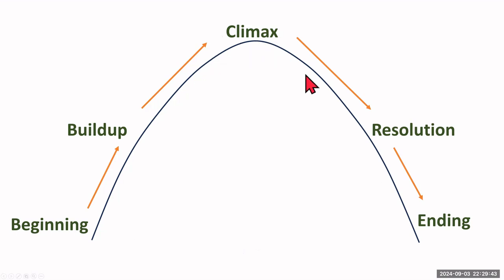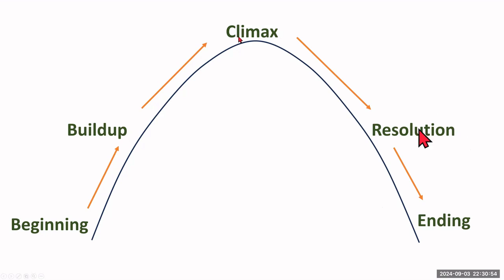So this is what the story arc looks like. The story begins at the beginning, where the conflict is introduced. So the tension rises. At the build-up, the tension escalates and intensifies until it reaches a climax. And then the tension goes back down, and we reach a resolution, and finally the ending.